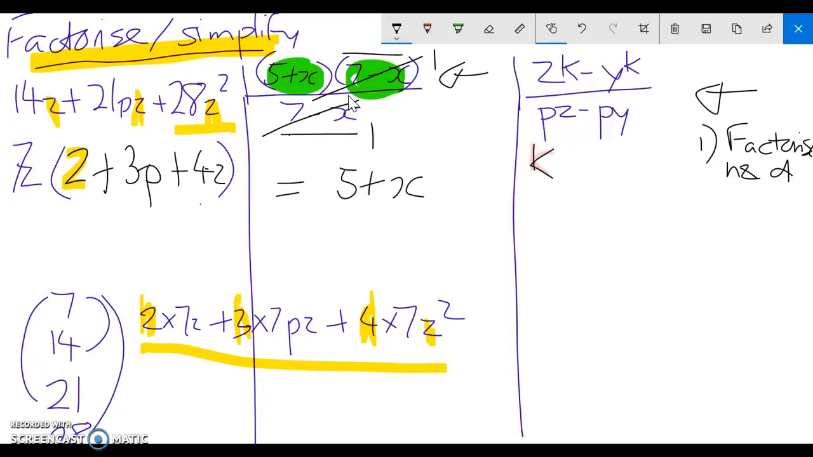K is common to both of those, so we're going to put k at the front. That's going to become k outside of 7, z take y. Then pz and py, what's common to that? Again, p is common to that, so it's going to be p outside of z take y.